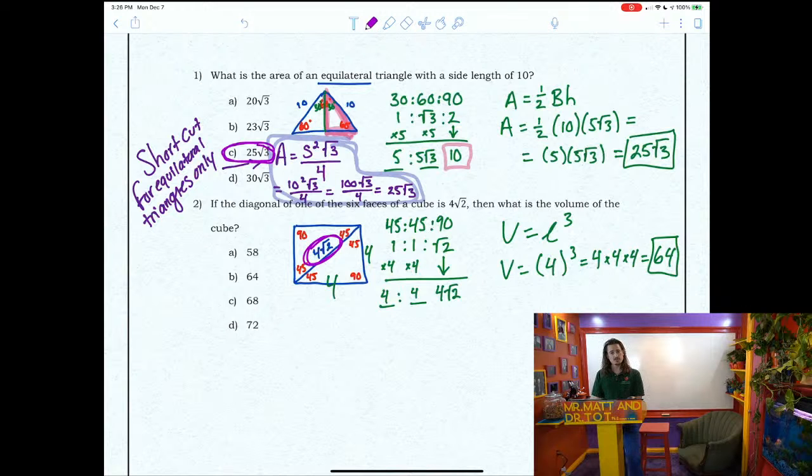The volume of a cube is equal to side length cubed. So substituting 4 into that volume equation of side length cubed, I'm going to get volume is equal to 4 cubed, which is 4 times 4 times 4, which is 64.